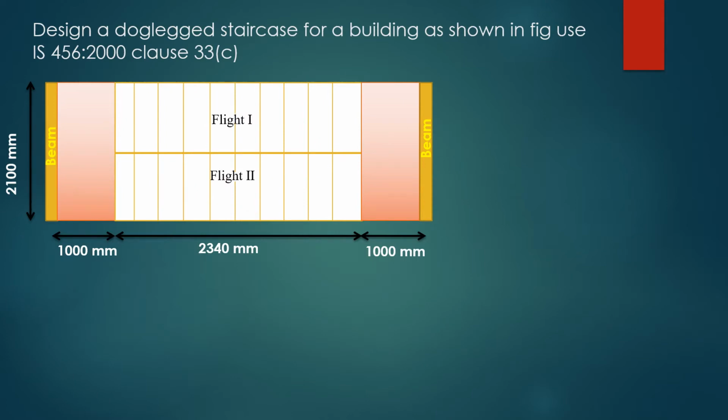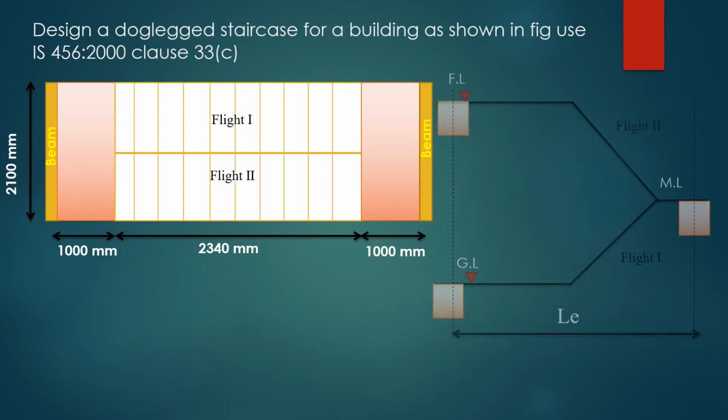Let us take one numerical. Design a dogleg staircase for a building as shown in a figure. Use IS 456-2000, and we are referring clause 33C. So we already discussed what actually the clause 33C is, and the positioning, and what the effective length is. So this is the diagram. Every length is given: the going, the landing, and the width of the landing. Everything is given. This is the elevation view. Let us start with the numerical.